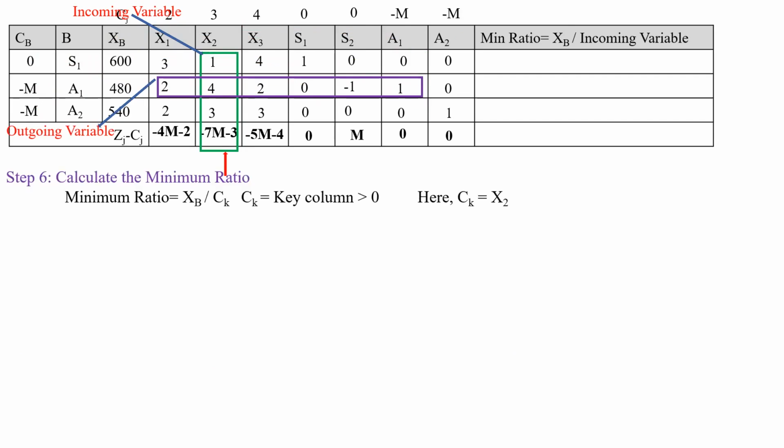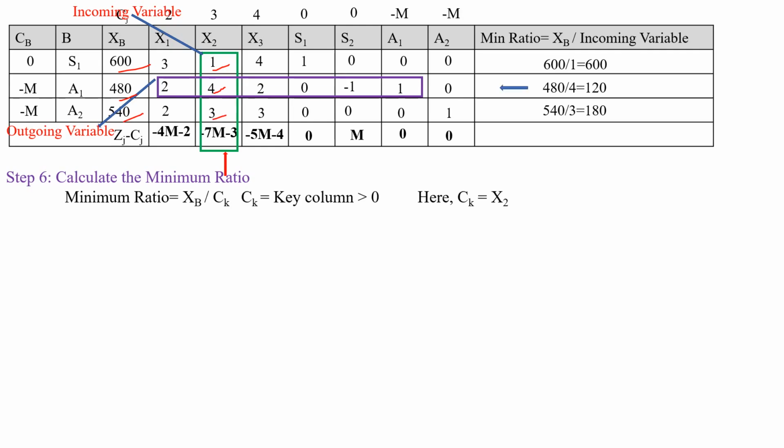And the next step is to calculate the minimum ratio of XB divided by the incoming variable, that is XB by Xk. Here XB is the basic solution and Xk is the coefficients for the incoming variable X2. So we have to calculate the minimum ratio of XB divided by the incoming variable for all the rows, that is 600 divided by 1, which is equal to 600, 480 divided by 4, which is equal to 120. Next one is 540 divided by 3, which is equal to 180.